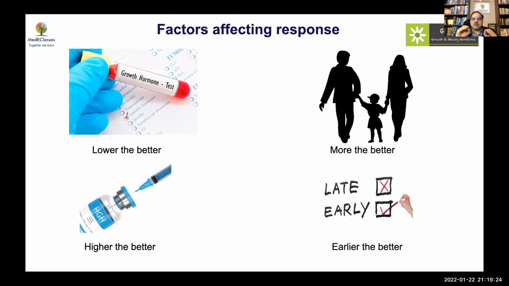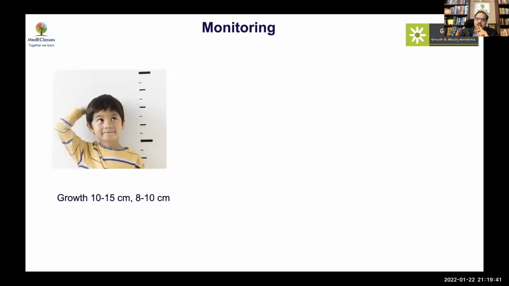So the key crux is to identify the child early. Second big issue is that if you identify the child early, you will require a lesser dose and you can have a better outcome. So the cost will be less, because cost is a major factor, and that will give you a benefit in that perspective of early identification.